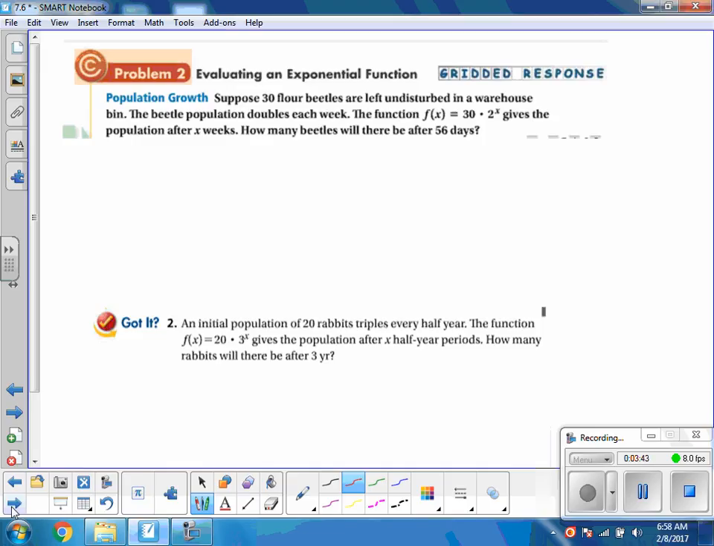Okay, we're going to do some evaluating of exponential functions. So suppose 30 flower beetles, I didn't even know those existed, are left undisturbed, because why would somebody disturb flower beetles, in a warehouse bin, which is where I would expect flower beetles to be. The beetle population doubles each week, so that's important, doubling each week. And here's the function representing it after X weeks. How many beetles will there be after 56 days? So a couple of things I'm recognizing is 30 is my starting point. Notice where the doubling is showing up, okay? The double ended up becoming my base number, and X is my variable that's changing.